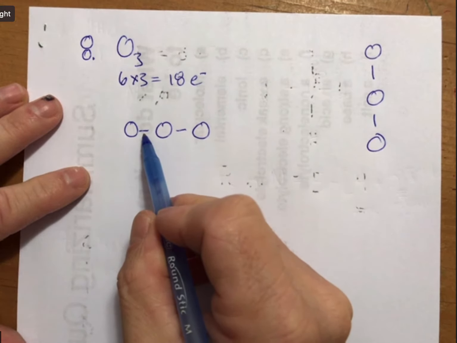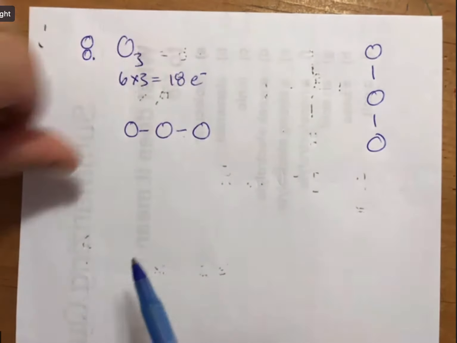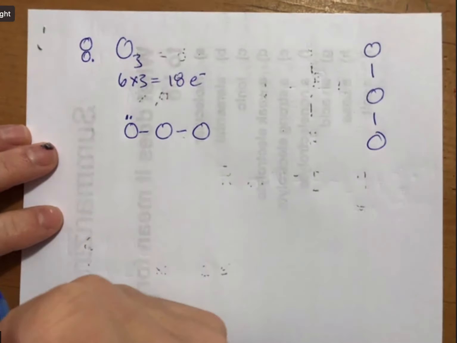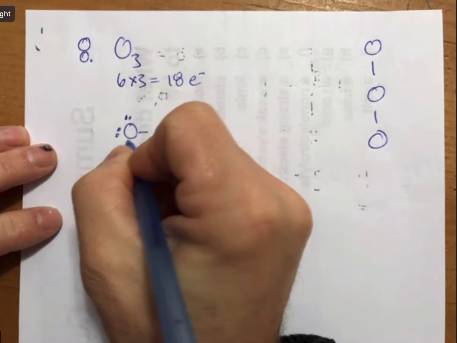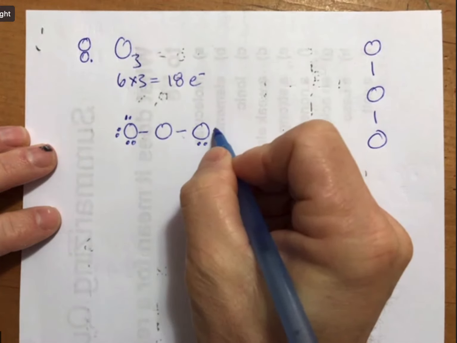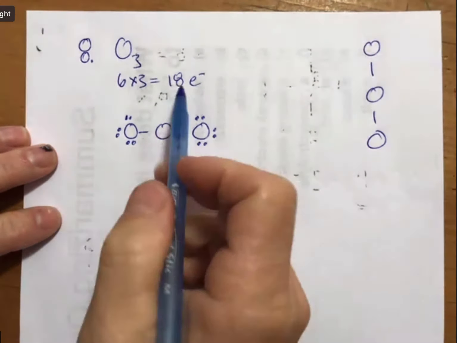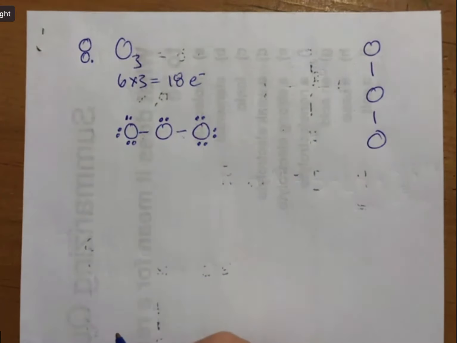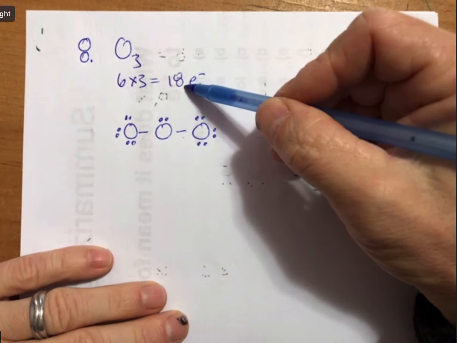I've got 2, 4 electrons. I need to sprinkle my remaining electrons around. I always sprinkle on the outside atoms first. 2, 4, 6, 8, 10, 12, 14, 16. I do have 2 more electrons, and I am going to put them on my central atom. Only ever put the total number of electrons that it says right here.